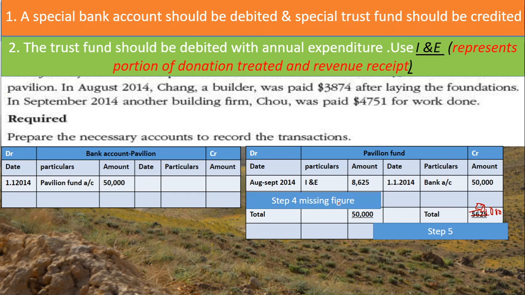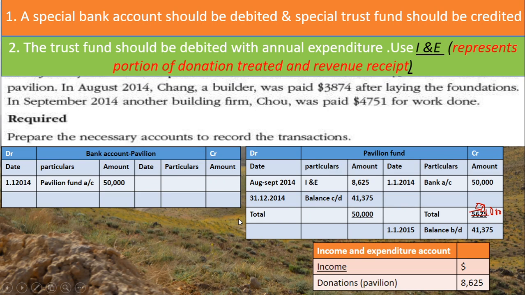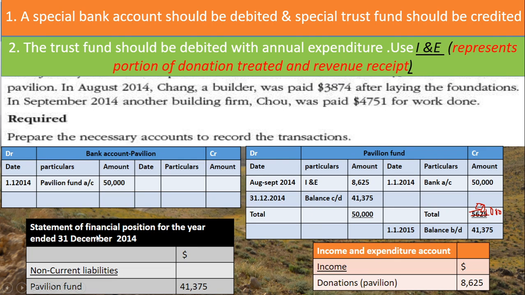The balancing figure is your step 4. You get your balancing figure as step 4. Balance c/d 41,375. That becomes b/d at the beginning of next year. Now this should be shown in your income statement and your statement of financial position this way. In the income statement, we will show the total expenditure incurred during the year as your income. So donation income is 8,625 for the pavilion, and the balance amount will be shown under the heading of non-current liabilities in your statement of financial position, and then we'll write here pavilion fund 41,375.